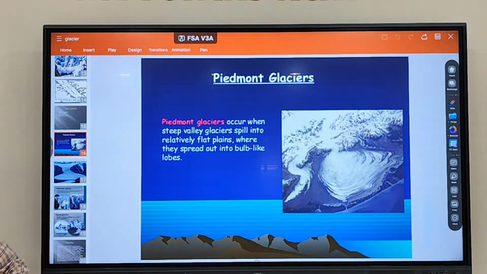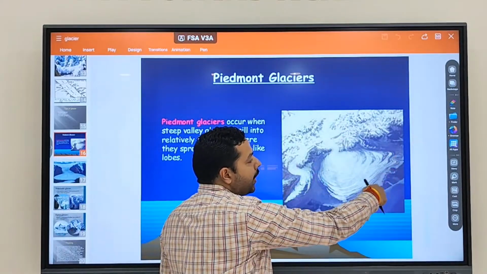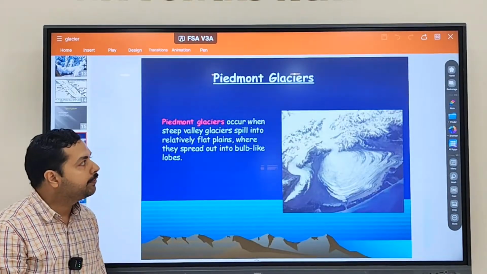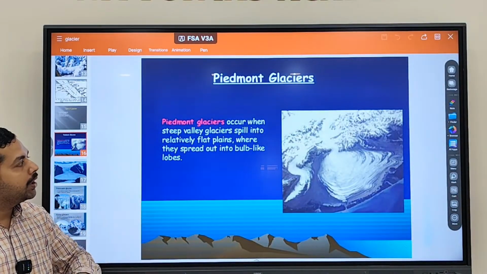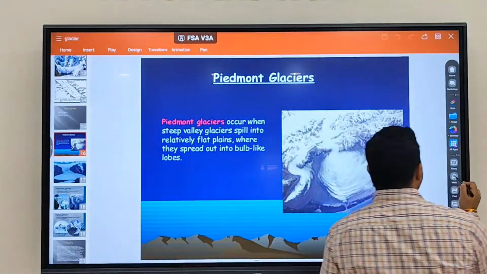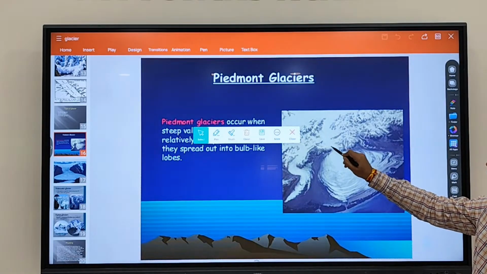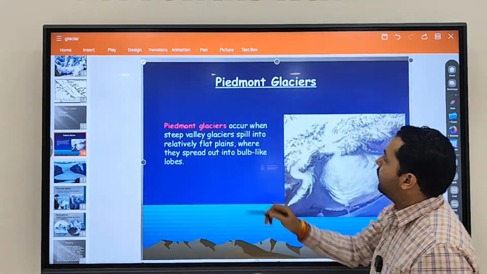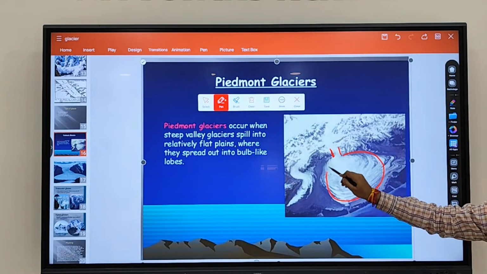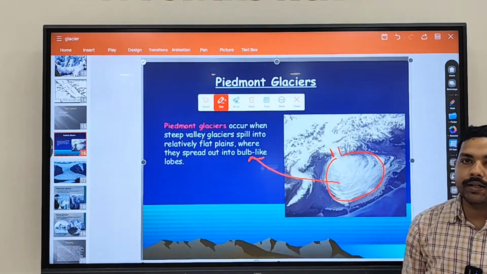So when an alpine glacier moves down and spreads like this, it forms which type of glacier? It forms a Piedmont glacier. So we call it a bulb-like structure. Clear? Which is a structure? This one, bulb. So you'll find it like this, and this is how the bulb is there. So this is going to be a bulb-like structure.